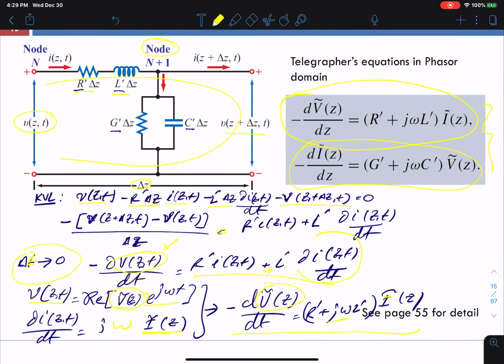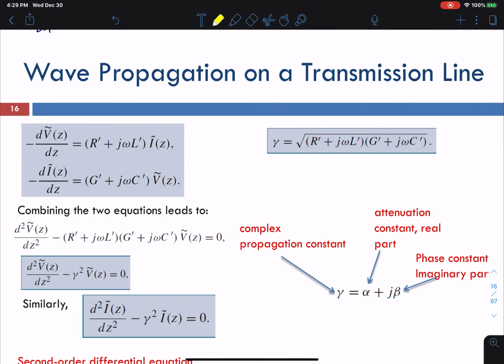We're trying to find two things out of here. We now have in the equations voltage, current, and R', L', G' and C'. We're trying to find two other parameters from here. One is called the characteristic impedance. Another is called the propagation constant. So the goal here is to find these two things: the propagation constant and the characteristic impedance. Now these two equations can be combined to find this one and this one here.